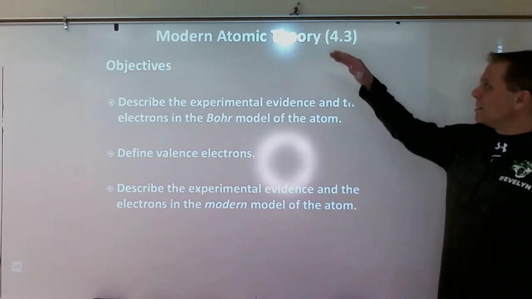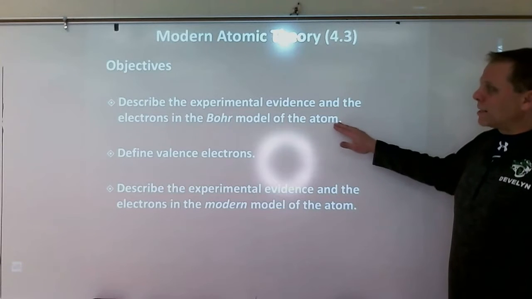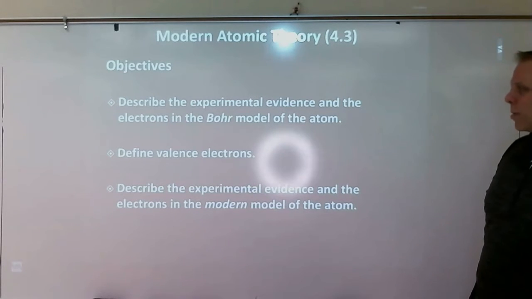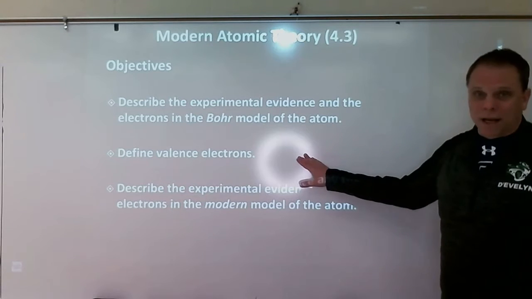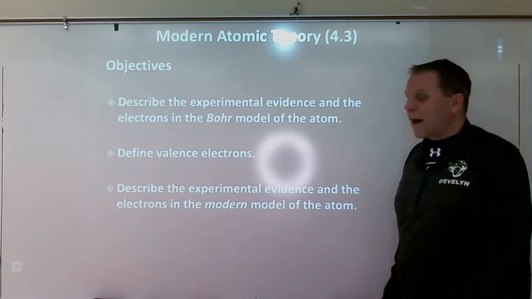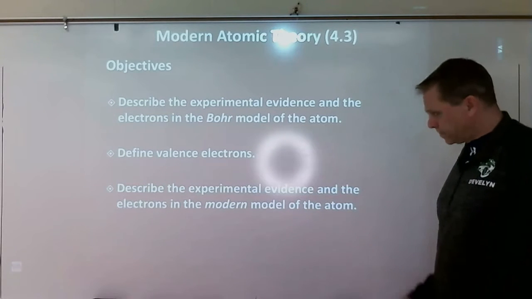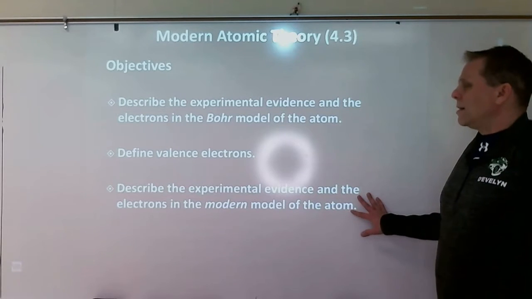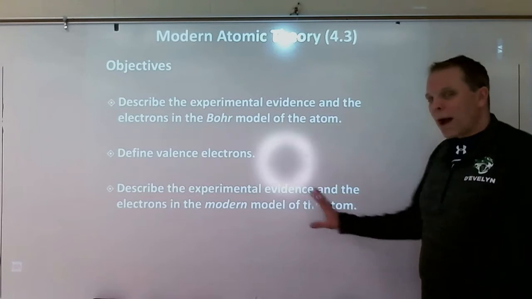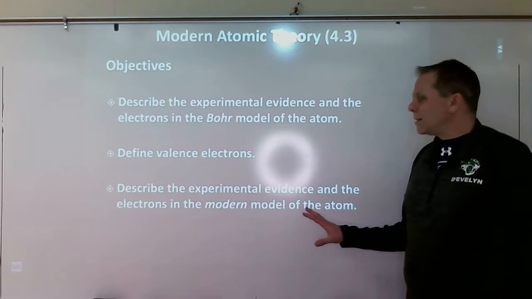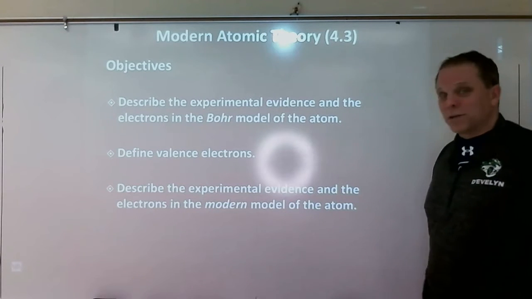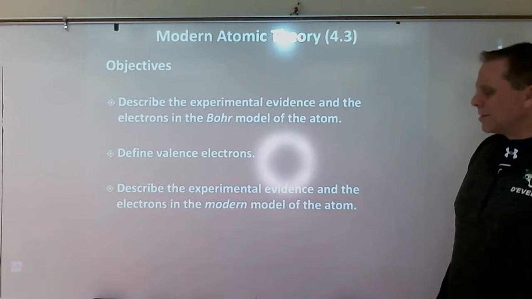So, modern atomic theory. Our objectives today: I want you to describe the experimental evidence and the electrons in the Bohr model of the atom. We're going to talk about valence electrons. I want you to be able to identify and count the number of valence electrons. And I want you to be able to describe the evidence that has brought us to this idea that the modern atom is associated with electrons and light. It's going to be pretty cool.